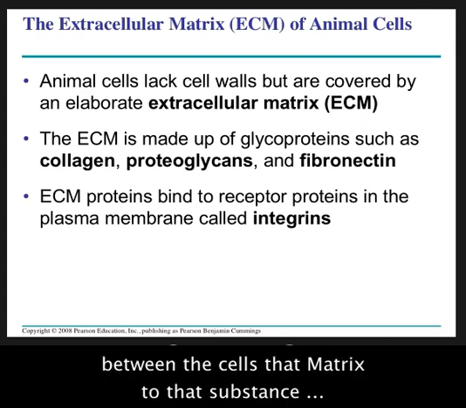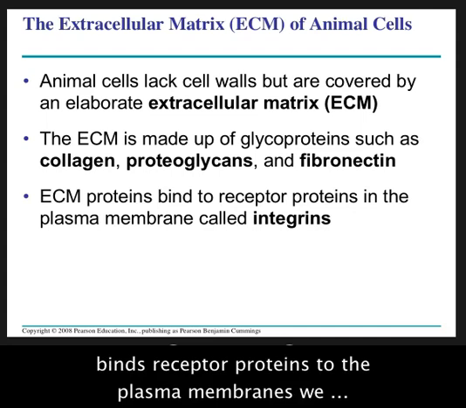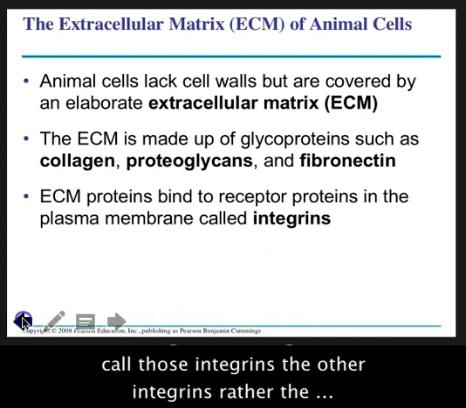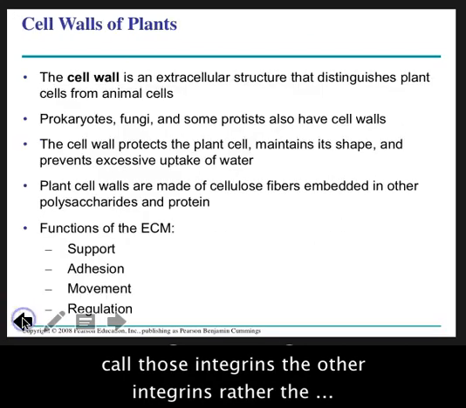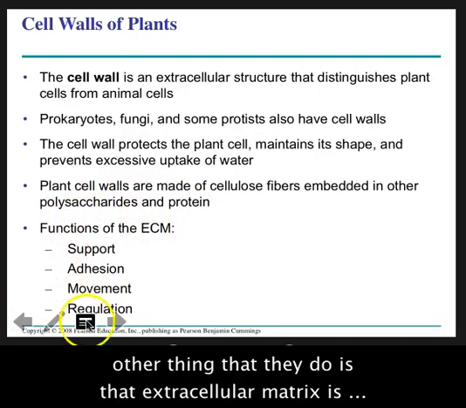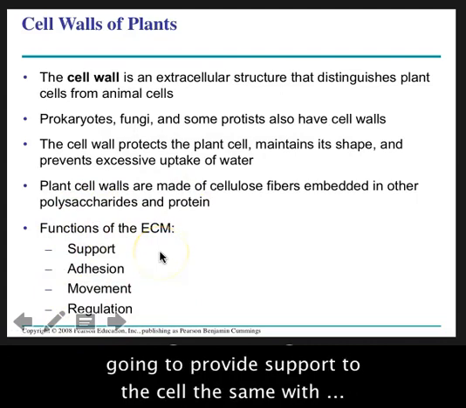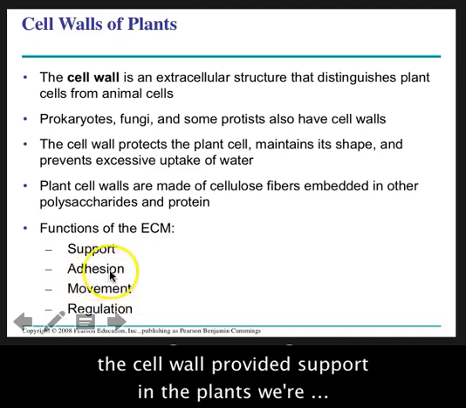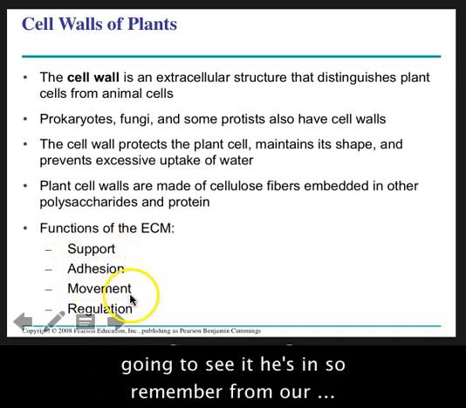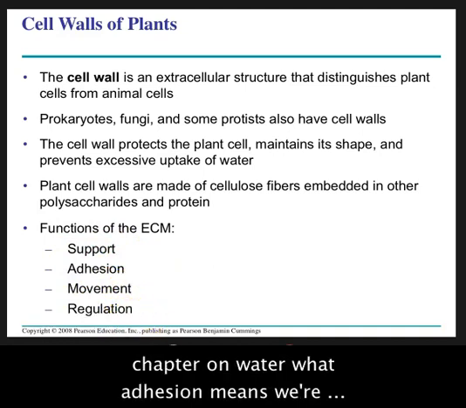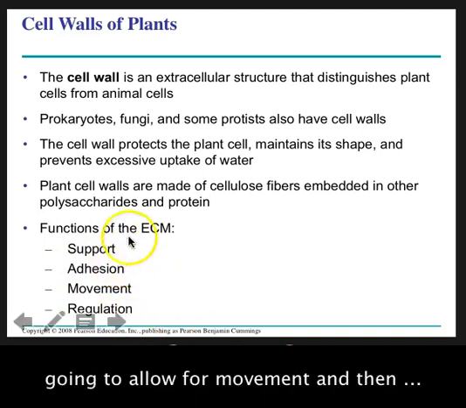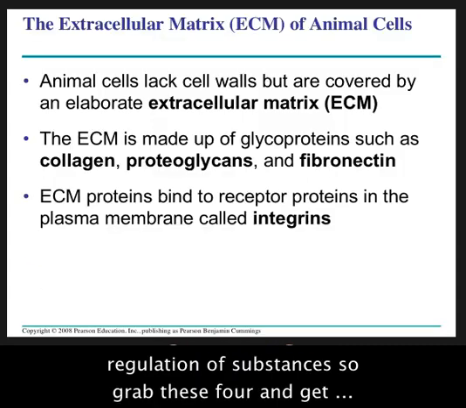That extracellular matrix, or that substance, binds receptor proteins to the plasma membranes. We call those integrins. The other thing that they do is that extracellular matrix is going to provide support to the cell, the same way the cell wall provided support in the plants. We're going to see adhesion. So remember from our chapter on water what adhesion means. We're going to allow for movement and then regulation of substances. So grab these four functions over in your extracellular matrix.